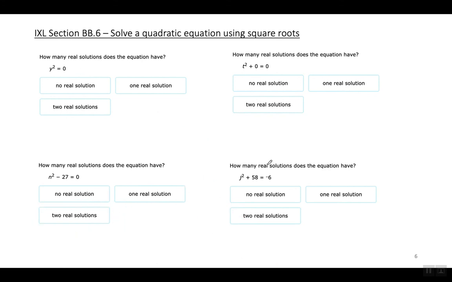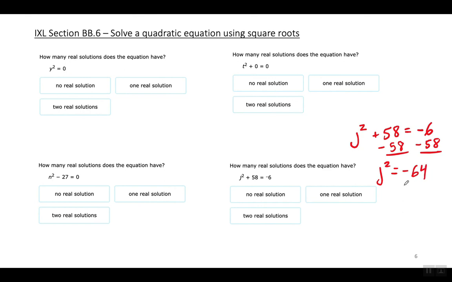Okay, and then this is the last example. This is the only one that I got when I did the IXL that has no real solution. Please pay attention to this example because it's simple, and it'll help you understand when there's no real solution. So for this one, we got j squared plus 58 equals negative 6. To get j squared by itself, I move 58 to the right by subtracting. So j squared equals negative 64.